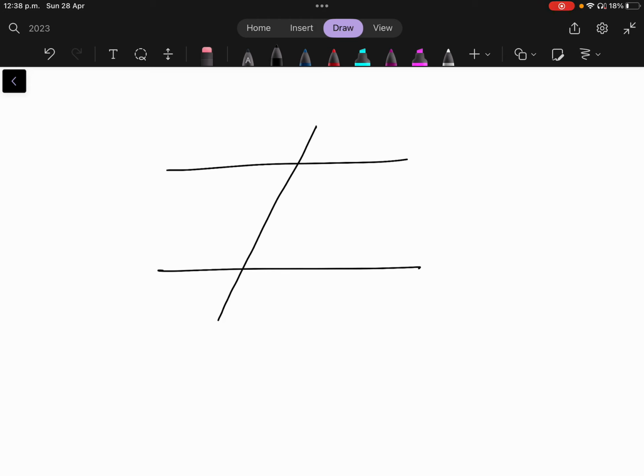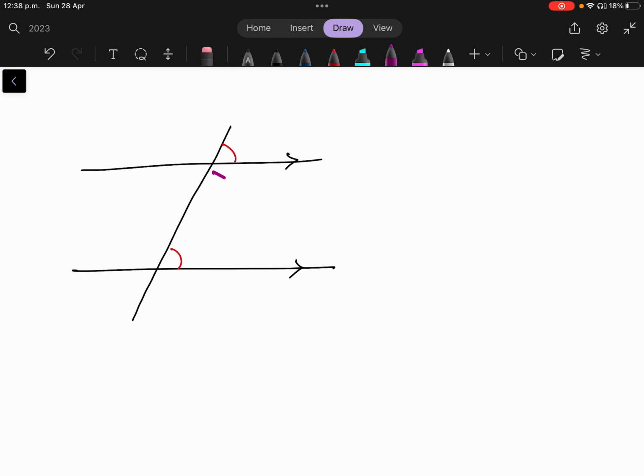the parallel lines are cut by a transversal, parallel lines are usually denoted by arrows, a single arrow or a double arrow in your exam paper. So when you have parallel lines cut by a transversal, this angle and this angle are called corresponding angles. Also the same with this and this, and this and this. These are called corresponding angles, and corresponding angles will always be equal.